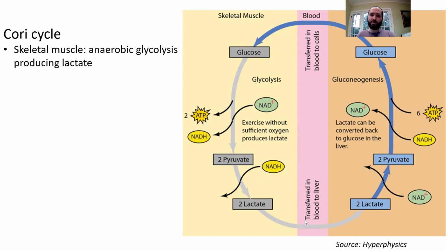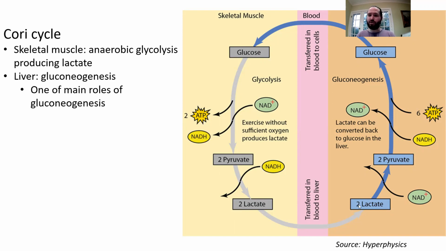And then lactate is going to be, and here we have different compartments, we have the blood compartment, transported through the blood to the liver. The liver is going to perform gluconeogenesis. This is one of the main roles of gluconeogenesis: making glucose in the liver to send back to actively working skeletal muscles. Another main role of gluconeogenesis, as we'll talk about in the future, is during fasting conditions, during starvation. We've already kind of alluded to that.